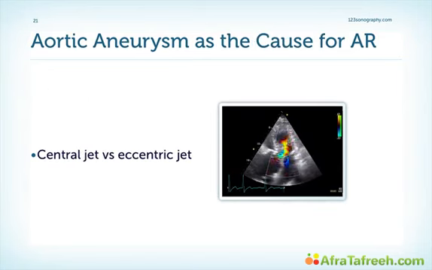Here's an example of a patient who has a dilated aortic root and aortic regurgitation. Note that the jet is central and that the morphology of the aortic valve is rather normal. So always look at the centricity of the jet and also at the morphology of the aortic valve.